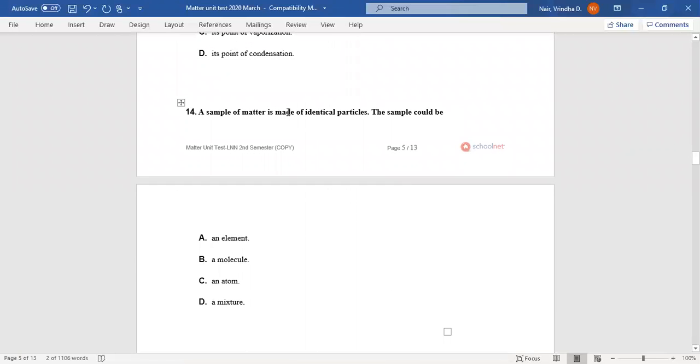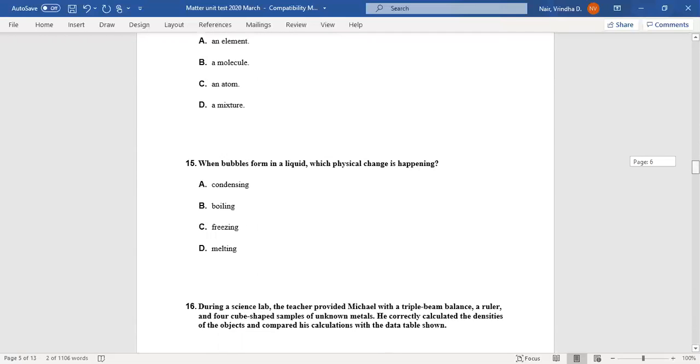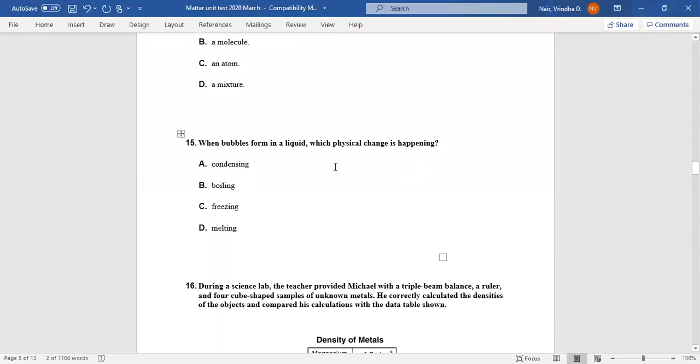A sample of matter is made of identical particles. The sample could be an element, a molecule, an atom, or a mixture. Which one is it? When bubbles form in a liquid, which physical state change is happening? So when bubbles are forming, what is happening? Is it condensing? Is it boiling? Is it freezing? Or is it melting?